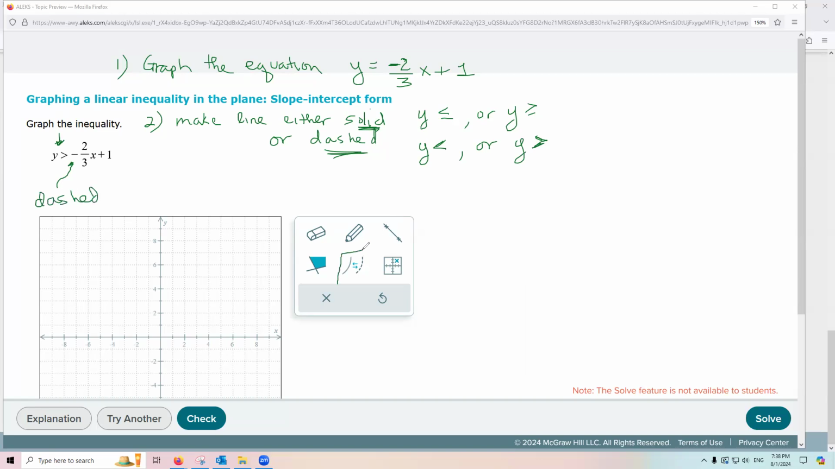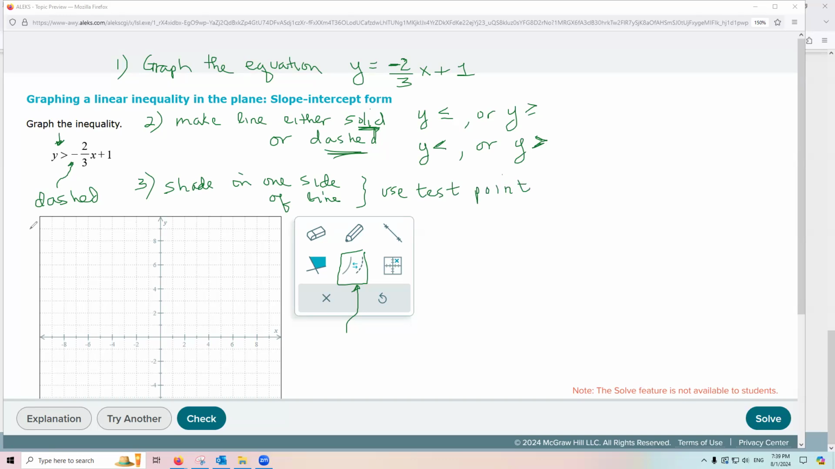There's a little button here that lets you switch back and forth between solid and dashed lines. I'll show you how to use that in a second. The last step, the third step, is you must shade in one side of the line. When we draw this line, we'll either be shading in the top or the bottom. How do you know whether to shade in the top or the bottom? Well, the key to this is using what's called a test point. I'll show you how to do that in a second.